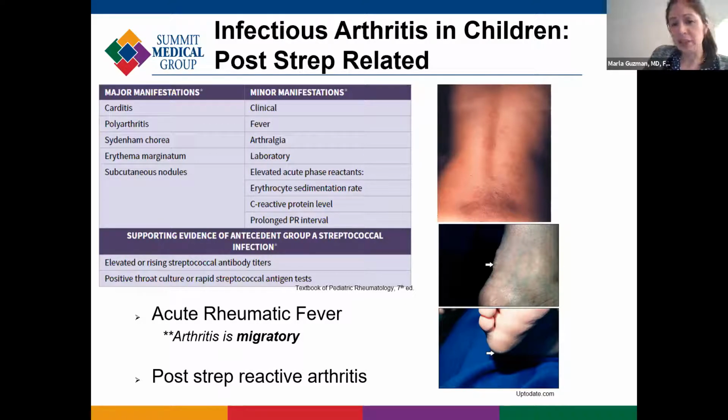Now, post-strep reactive arthritis is kind of a milder version of acute rheumatic fever. Essentially, the child may not meet all of these criteria, or they may just have arthritis after a strep infection. These children typically, and it's a little controversial, will be on prophylactic antibiotics for about a year. And if at that point there is no development of carditis, oftentimes the child will be taken off of prophylactic antibiotics. But again, this is a little controversial, and everyone seems to do something a little bit different. And it also depends on the child and the risk factors.